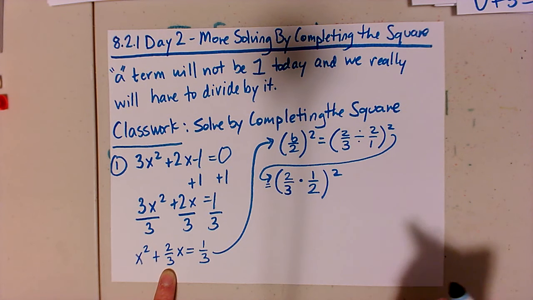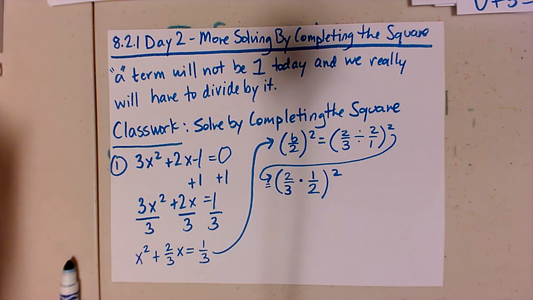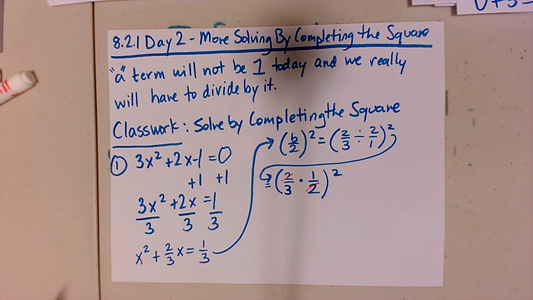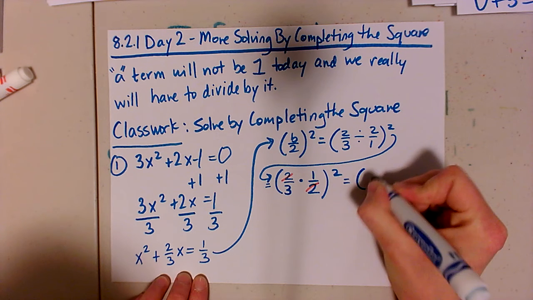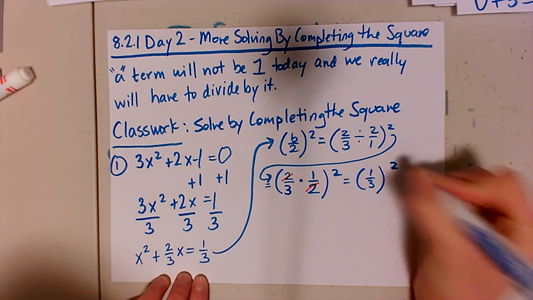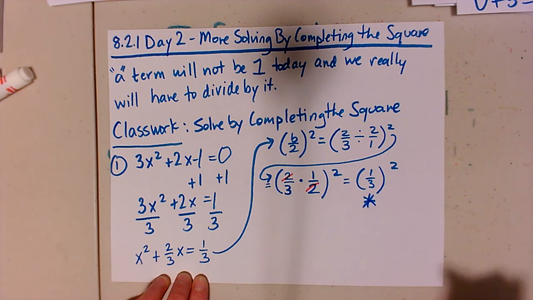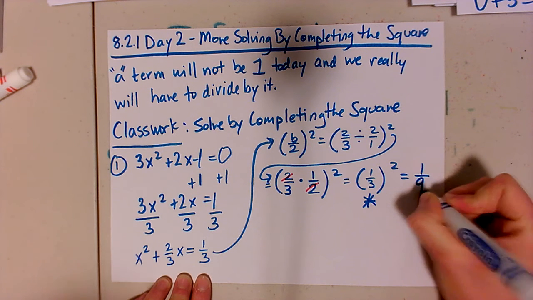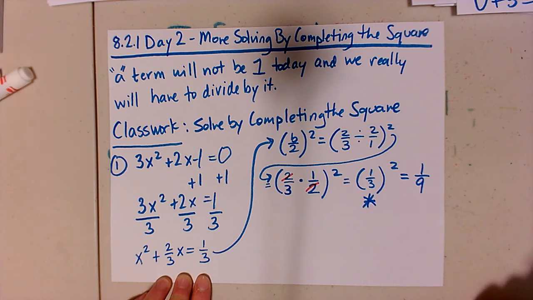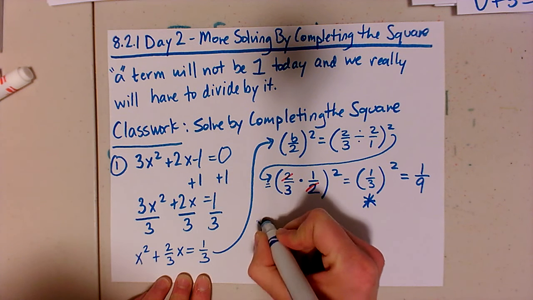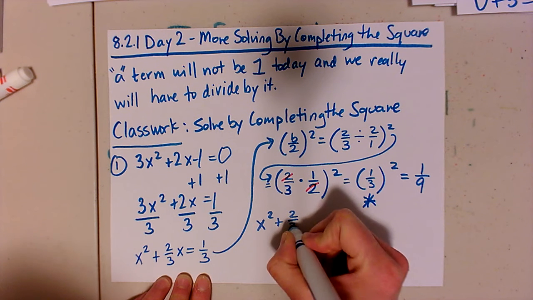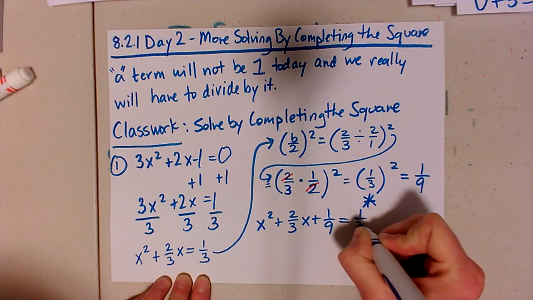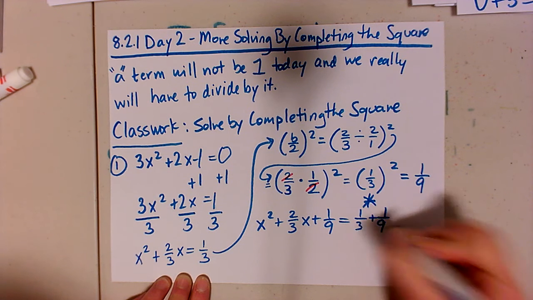We can cancel on the diagonal, and the 2's cancel, so then you're left with 1/3, the whole thing squared. We're going to use the 1/3 when we go ahead and factor in a minute, and 1/3 squared is 1/9. So then we add 1/9 to both sides of the problem. So we get x squared plus 2/3 x plus 1/9 equals 1/3 plus 1/9.